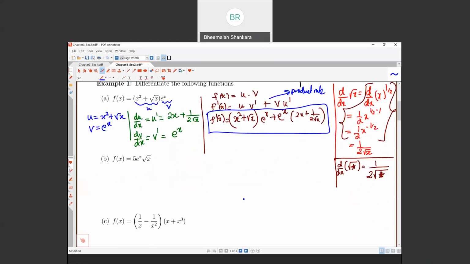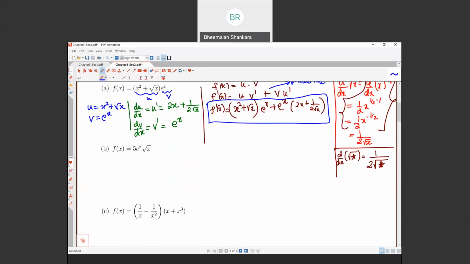In the next example, you have a product of two functions. So you decide which part of the function is u and the other part is v. So write this as uv. Bring it down, write u is 5e to the x and write v is square root of x. As soon as you decide the functions u and v for the problem, you want to derive each piece: du over dx, dv over dx.